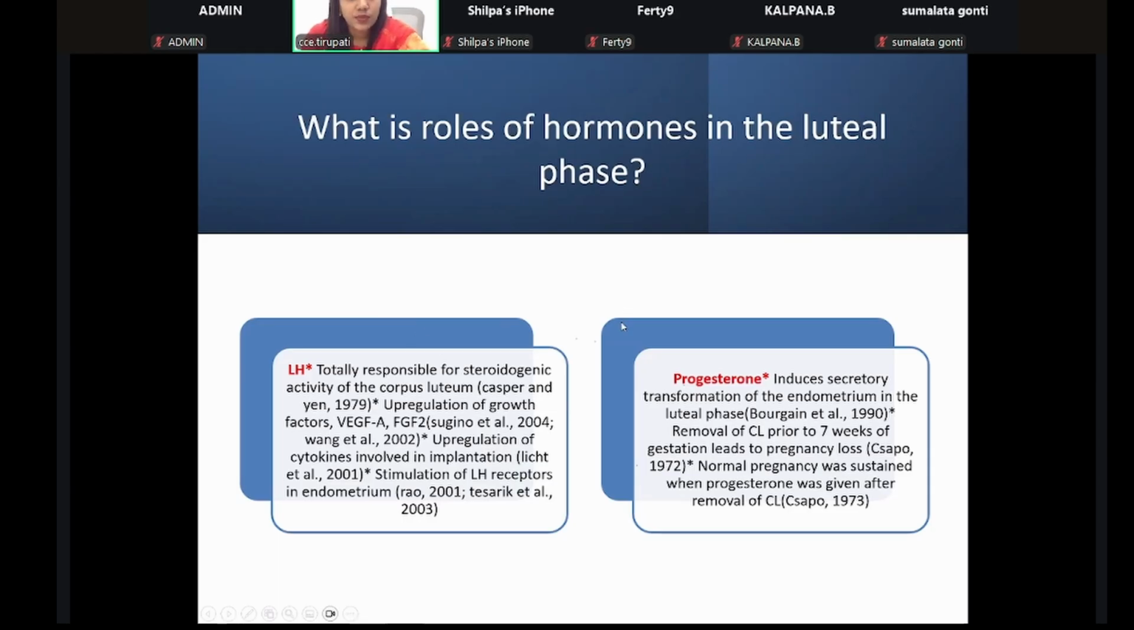What is the role of hormones in the luteal phase? The main hormones needed for the luteal phase are LH and progesterone. LH is totally responsible for the steroidogenic activity of the corpus luteum. It also causes upregulation of growth factors like VEGF and FGF2 in the endometrium, which are favorable for implantation, and also upregulation of cytokines involved in implantation. It also stimulates LH receptors in the endometrium. Whereas progesterone induces secretory transformation of the endometrium in the luteal phase, and removal of the corpus luteum prior to 7 weeks leads to pregnancy loss.